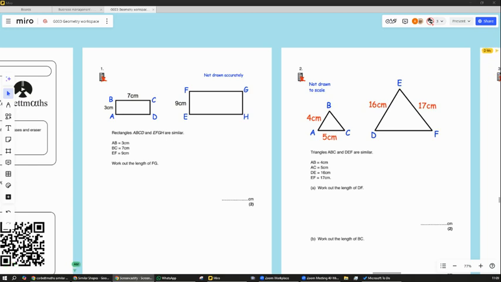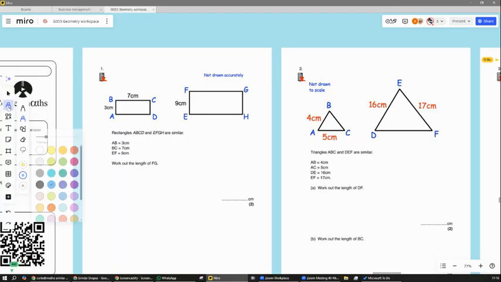So with these two rectangles, this question here is asking us to work out the length FG. The trick is to work out the scale factor, as one of you said a moment ago. If we compare BA to EF, we can see that that is 3 times the size of that one, and so in a similar way FG would have to be 3 times the size of that one. So that's how we were able to work out FG is 21 centimeters.